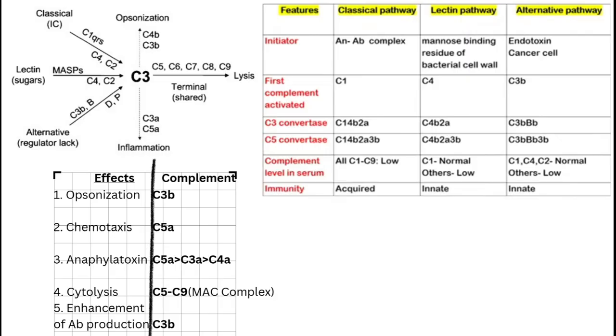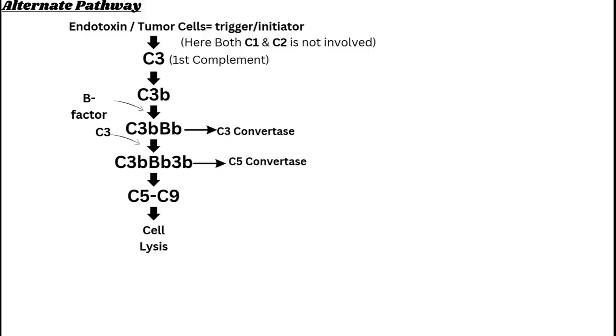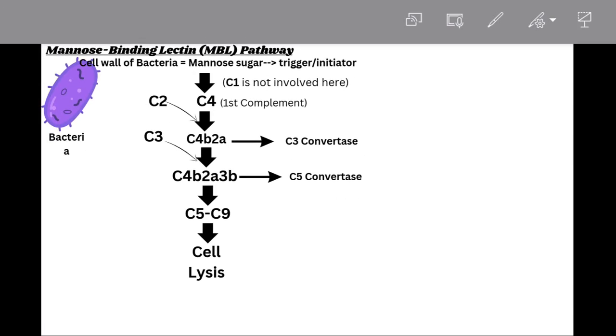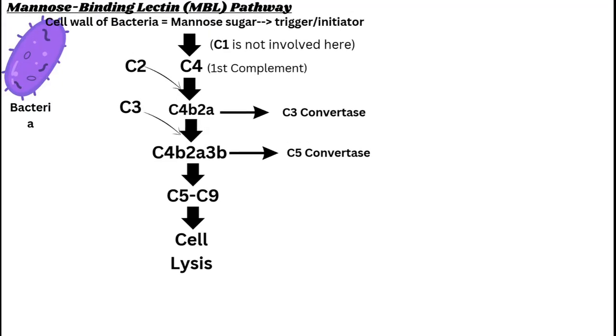So the C5a will be the one which is given the priority. C5a, C3a, and C4a are given, but the C5a will be the activator one. In case of chemotoxin and anaphylatoxin, it's the C5a only. In case of cytolysis, the C5 to C9 complements will be the ones, the MAC, the membrane attack complex, as I've told. And in case of enhancement of antibody production, it will be the C3b. So this is all about the complement system, or complement cascade. Hope you guys have understood.